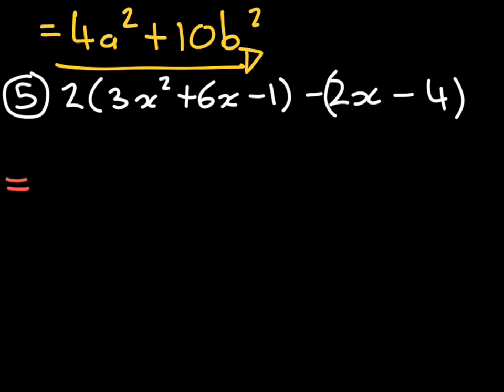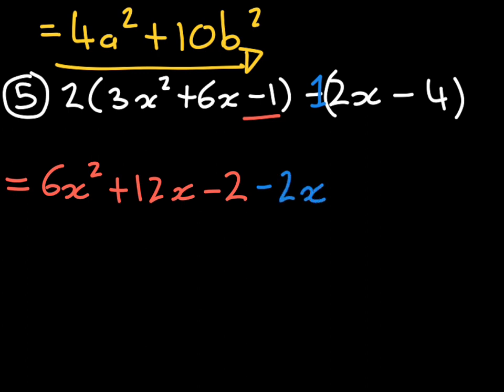So we start off and we say 2 times 3x squared will give us 6x squared. 2 times 6x gives us 12x. And then remember, we've got another term, so we need to say 2 times minus 1, and that gives us minus 2. Now for the next set of brackets, we see we've got a minus in front of them, and remember, this is simply just a minus 1. So we can say a minus 1 times 2x gives us minus 2x, and minus 1 times minus 4 gives us plus 4.